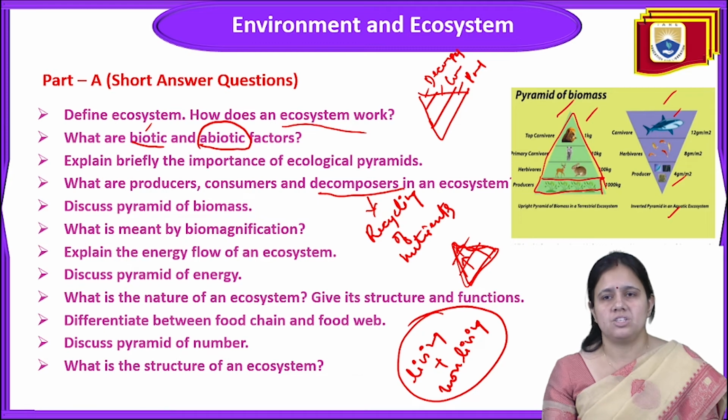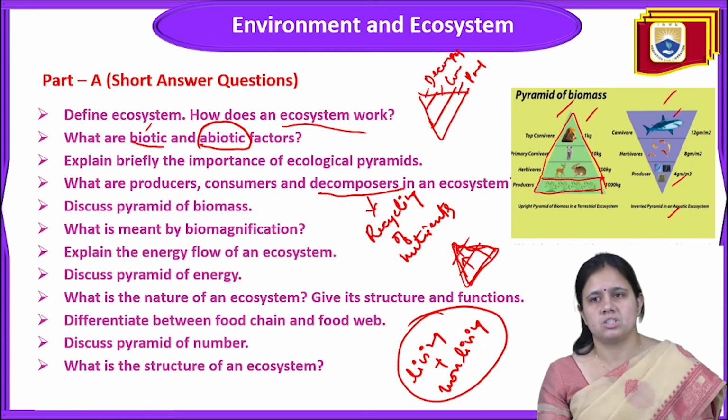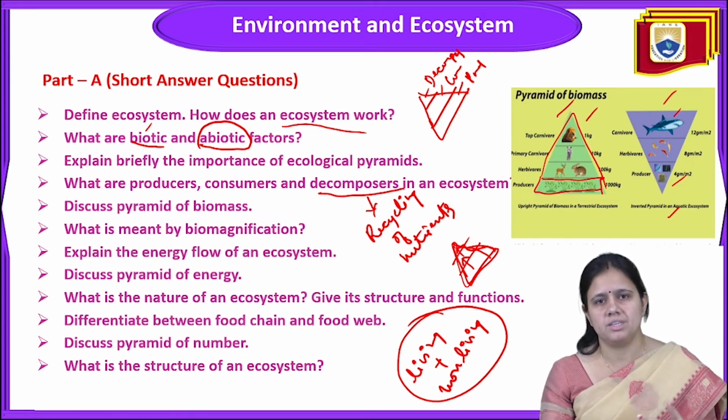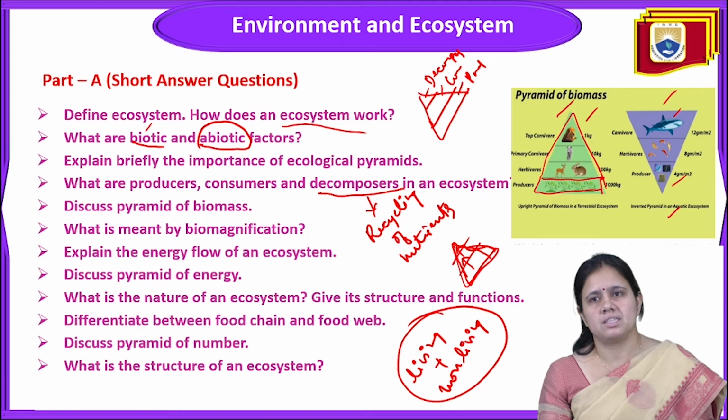What is the nature of an ecosystem? Give its structure and function. The nature of an ecosystem is related to the interaction of living organisms with their non-living factors, which is called an ecosystem. So ecosystem structure and function is all related to this activity of an organism with its abiotic factors, like the trophic structure and the energy flow. All these are the basic functions of an ecosystem.